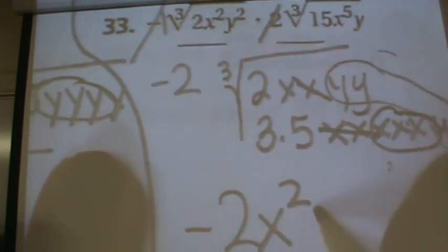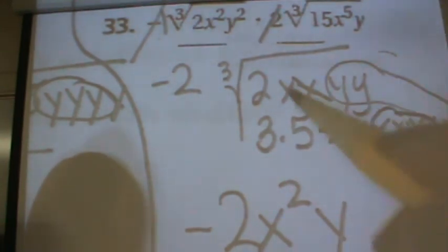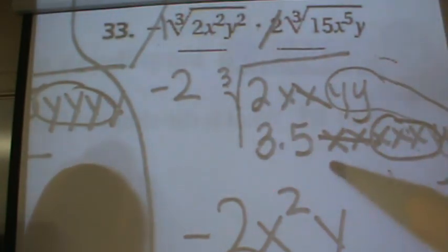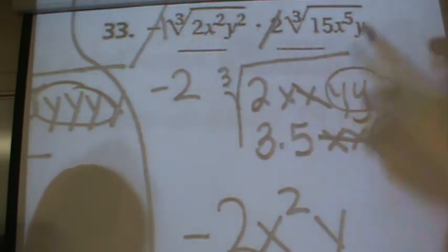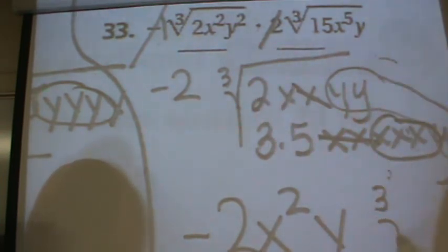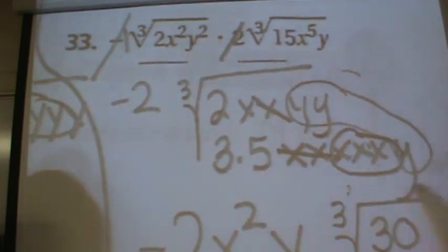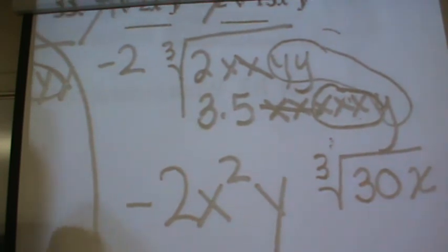What else? y. Can any of these numbers come out? No. So what do I do with 2, 3, and 5? I'm going to multiply them and what do you get? 30. Okay, was there any letters left? An x was left. 30x. That's it.